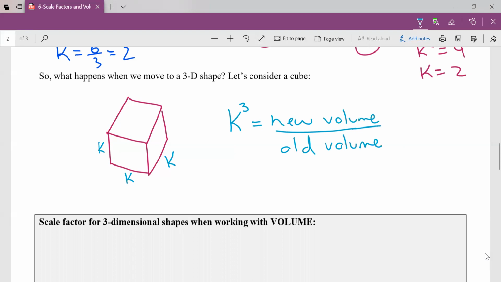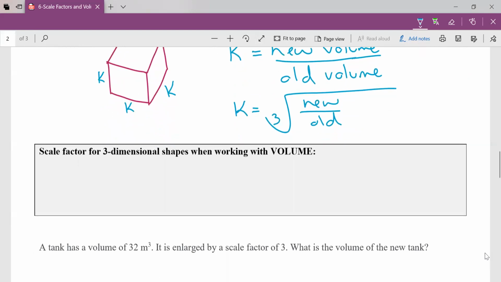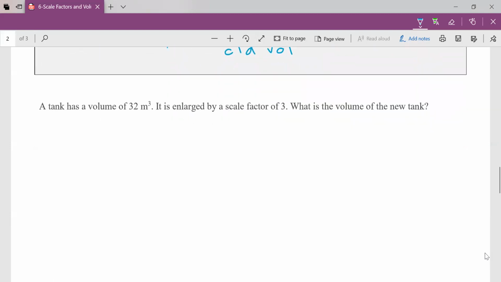And then if I wanted to find what just k was, I would take the cube root of the new volume divided by the old volume. All right, so there's your formula, friends, that I really need you to remember. K cubed is new volume divided by old volume. That's a must know. As long as you know that, you're in good shape.